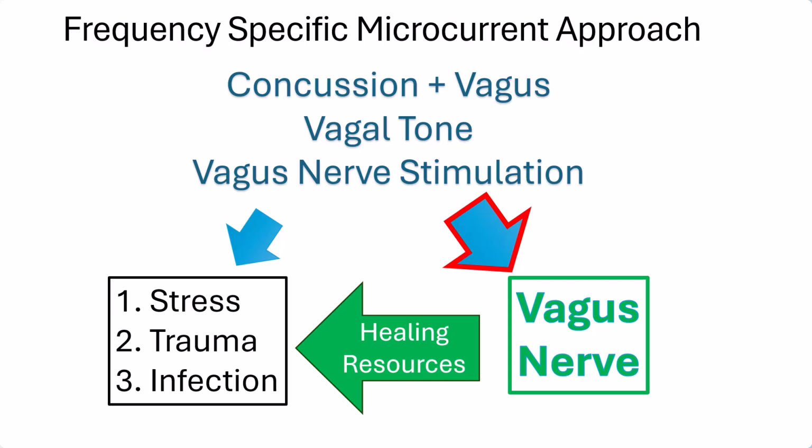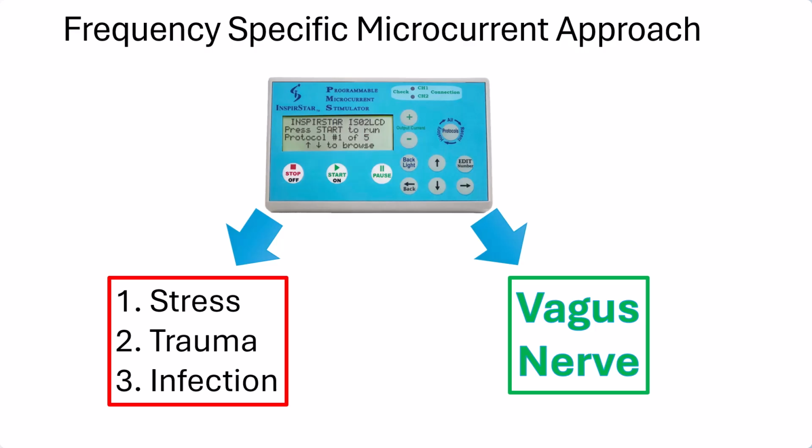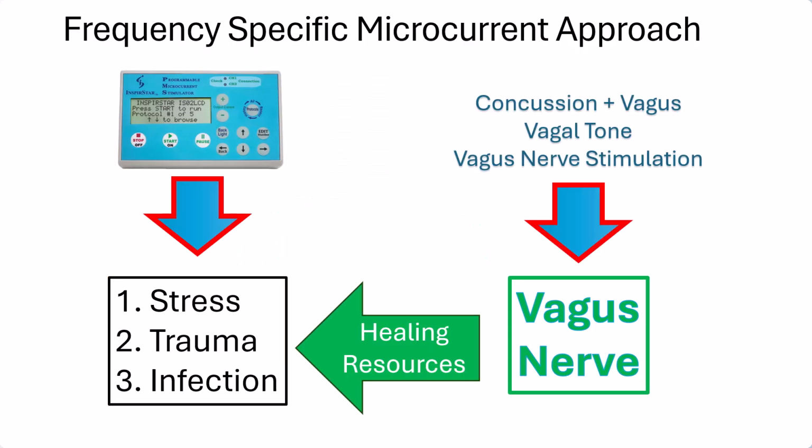Most people tend to focus on the stress, trauma, or chronic infection first. The thinking is that our body is not going to be able to heal itself until we are rid of these three. Many people have time limitations in terms of how long they can treat themselves daily, and if there is a time limitation, the preference generally is to focus on vagus nerve stimulation first.